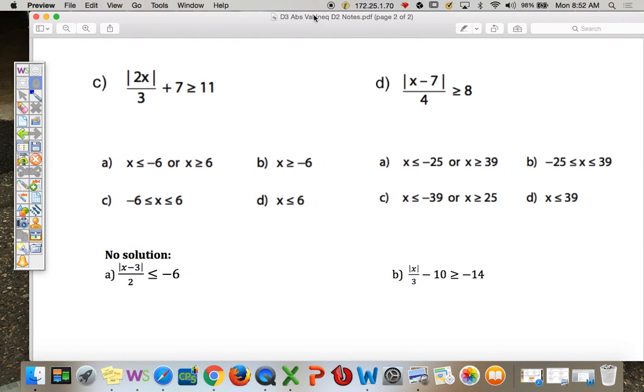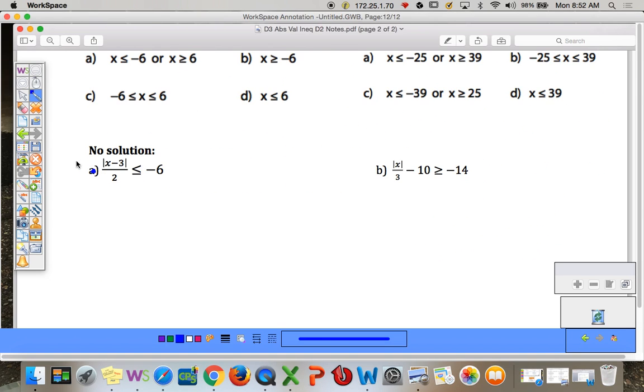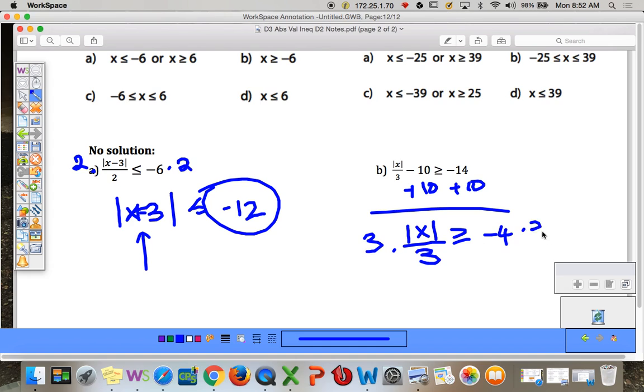Now the last two are no solution, and here's why. When you get the absolute value by itself for each of these, so this one you multiply by 2, you get the absolute value of x minus 3 is less than or equal to negative 12. We know an absolute value has to be a positive number, and this is negative. So if you get the absolute value by itself and the answer is negative, there's going to be no solution. Same with this one. If we add 10 to each side, we get the absolute value of x over 3 is greater than or equal to negative 4. We multiply by 3. And we get the absolute value of x is greater than or equal to a negative number. Again, we get a negative number, and the absolute value cannot be negative. So sometimes there's no solution.